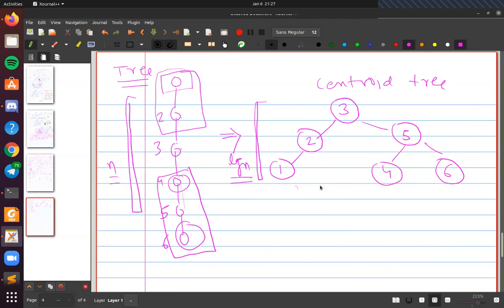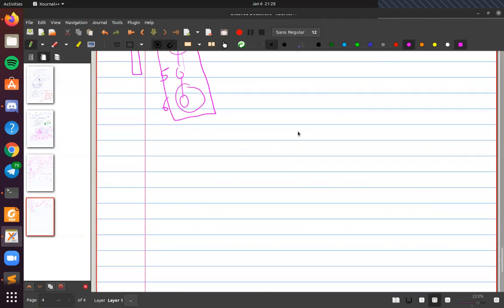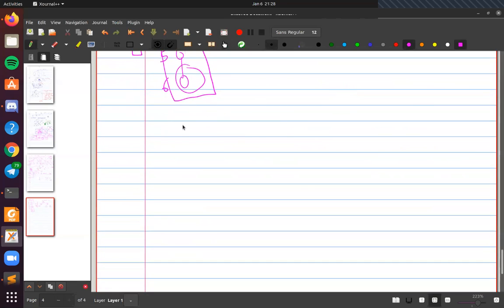So this is centroid decomposition. We have seen that the height of the tree is at max log n. So now, how to build the centroid tree? Construction of the centroid tree.